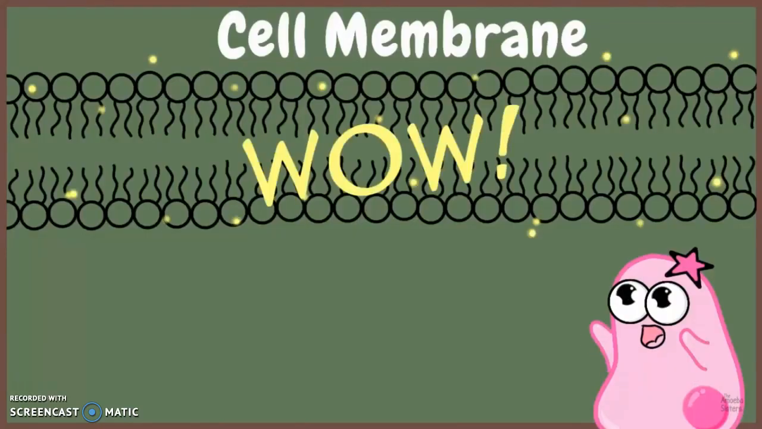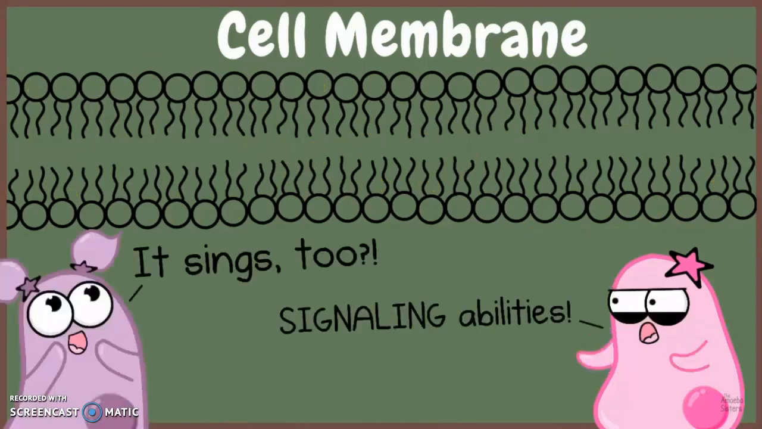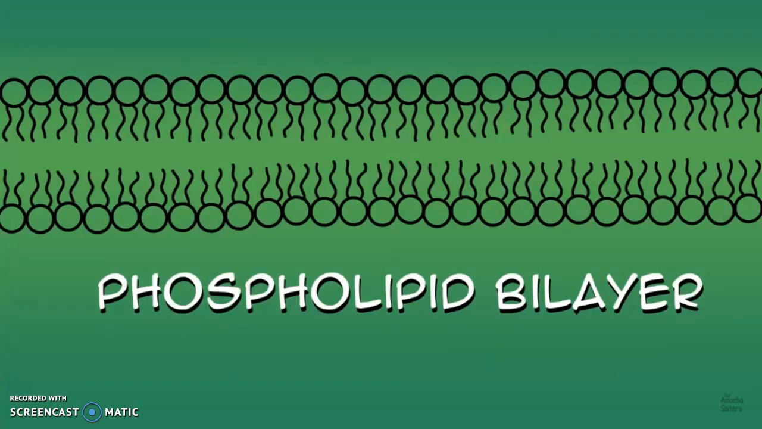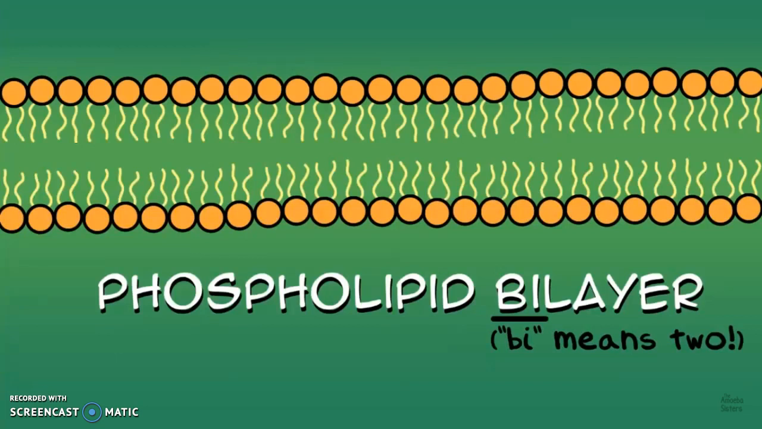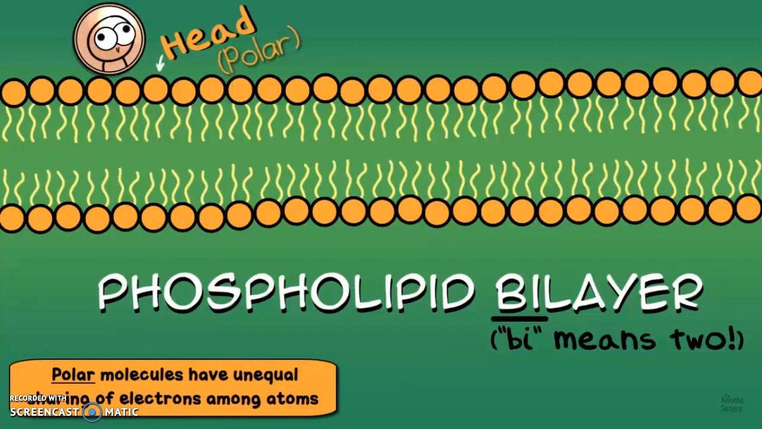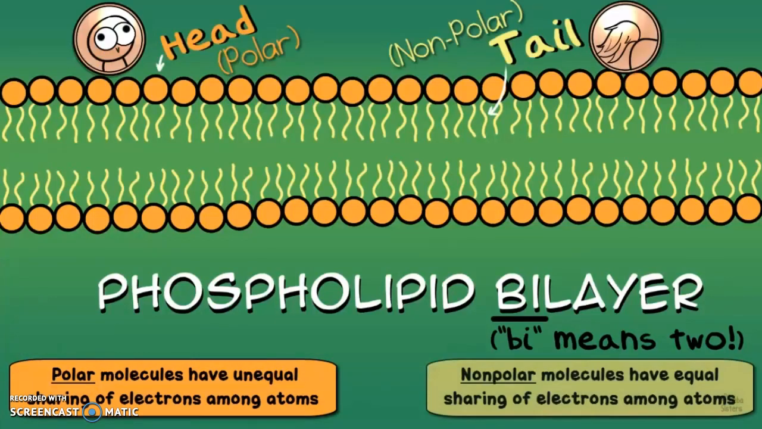You could have a whole course on the cell membrane itself. It has amazing structure. It has signaling abilities. But to stick to the very basics, it's made of a phospholipid bilayer. Bilayer means two layers, so you have these two layers of lipids. Now, these lipids, they're called phospholipids, well, they have a head that is polar, and they have a tail that is nonpolar, making them quite unique.